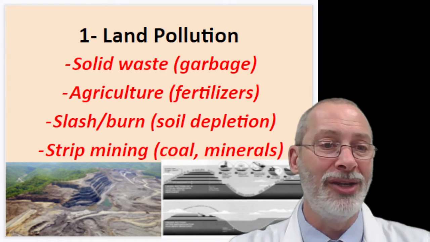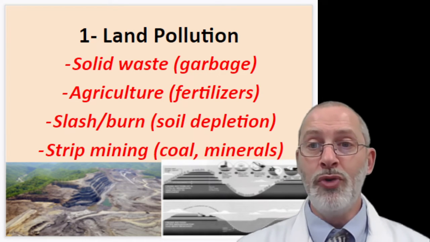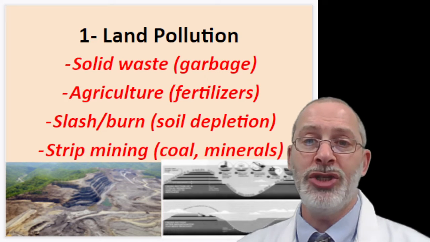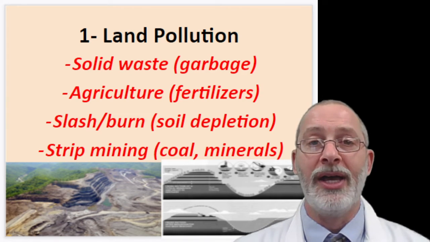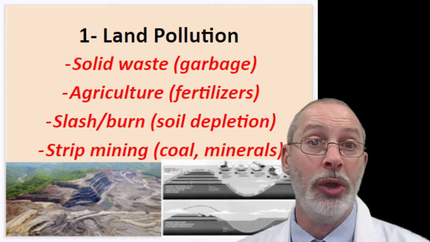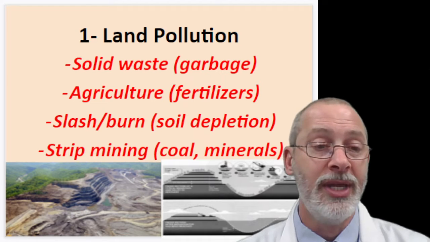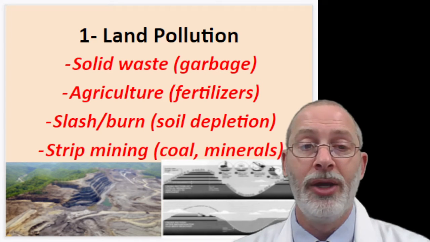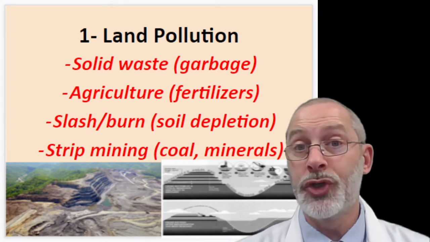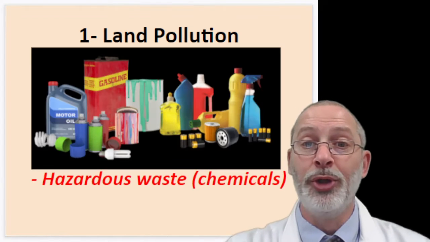But strip mining, again, you are removing forests, you're removing vegetation, which allows soil to wash away, and it also allows coal and minerals to be washing away into the watercourses every time it rains. So that's another source of pollution. Let's continue with land pollution.